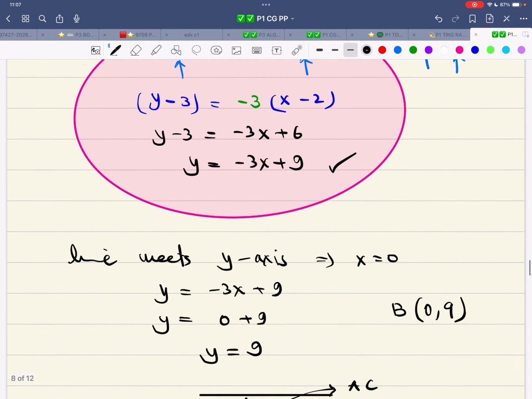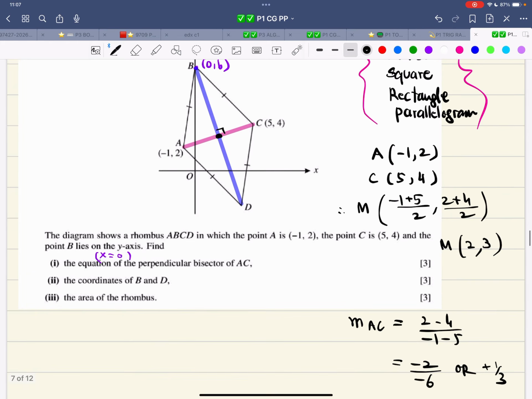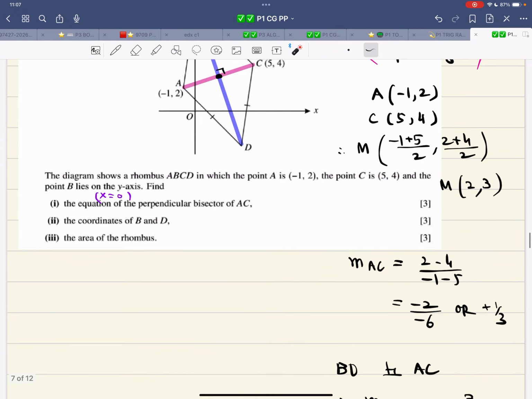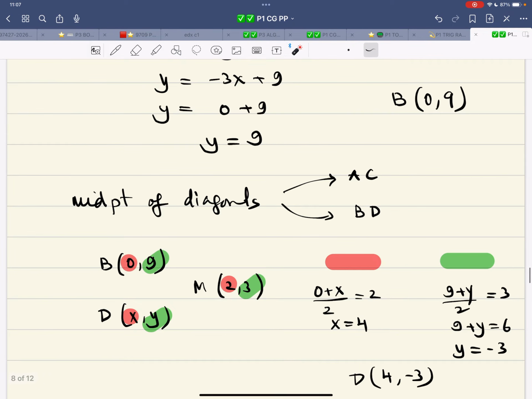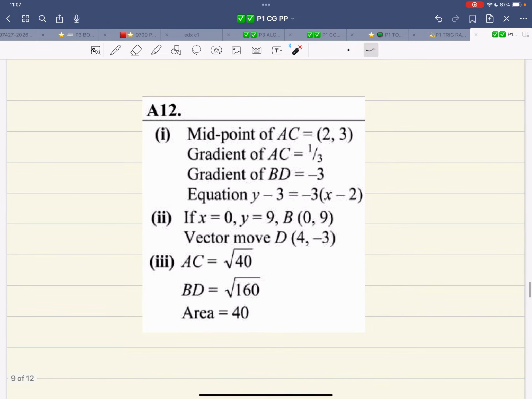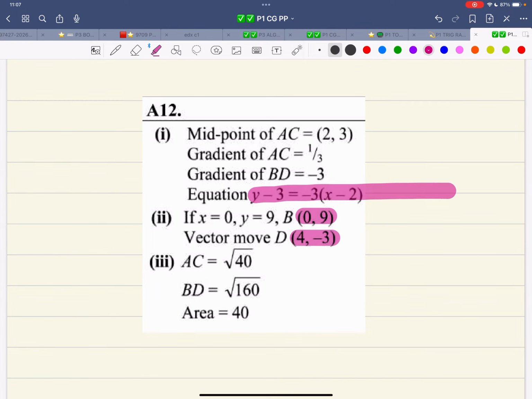That's for D. Does it make sense? D is down over here. Yes, the x coordinate is positive, y coordinate is negative. Of course, it's not drawn to scale, but it's realistic. And now the area of the rhombus. First of all, let me check the answers up till here: D is 4, negative 3. Let me highlight it. This is 4, negative 3. This is 0, 9. And this is the equation. They left it in the raw form.